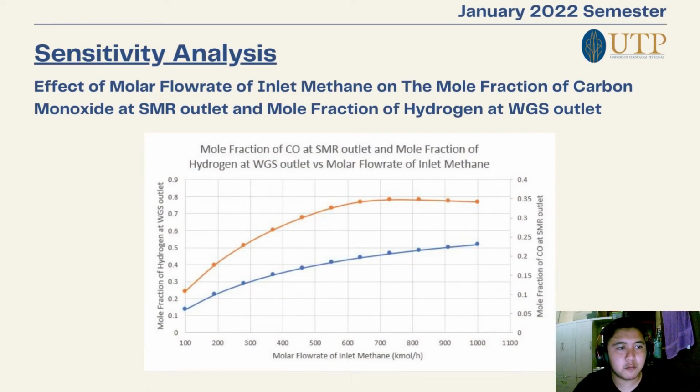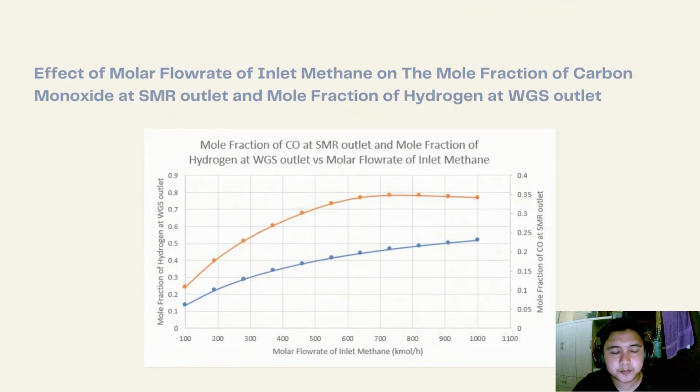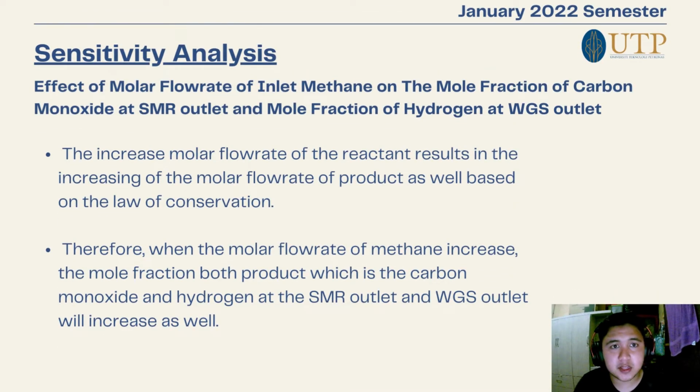Therefore, for the effect of molar flow rate of inlet methane on the mole fraction of carbon monoxide at SMR outlet and mole fraction of hydrogen at WGS outlet, the graph will be shown as here. When the molar flow rate of inlet methane increases, the mole fraction of carbon monoxide at SMR outlet and the mole fraction of hydrogen at WGS outlet will increase as well.